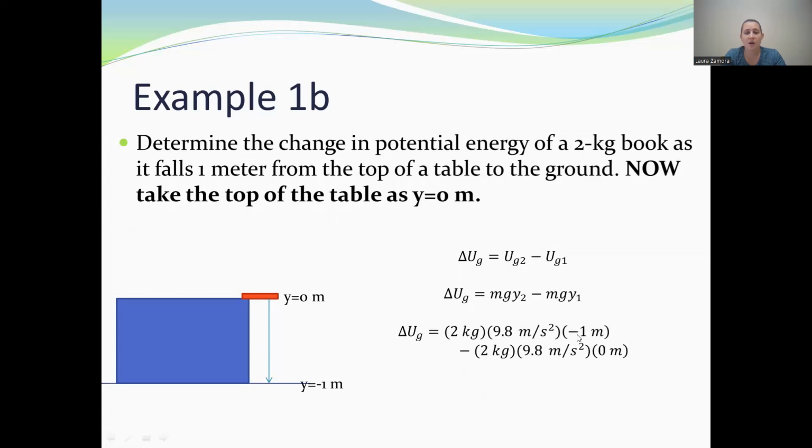It's just that now our final height is negative 1 meters. Relative to that reference point of the top of the table, the final height is negative 1 meters, and its initial height is 0 meters. So we still end up with a change in potential energy of negative 19.6 joules. It does not matter where you put your reference point as long as you keep it consistent. So you got the same answer either way.